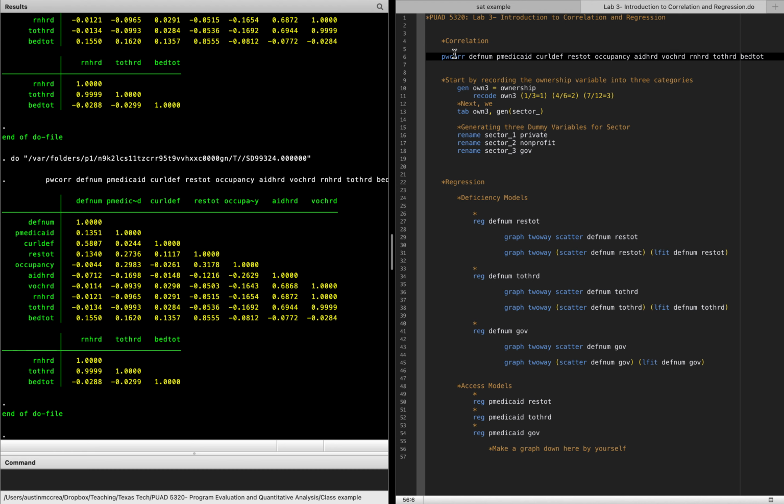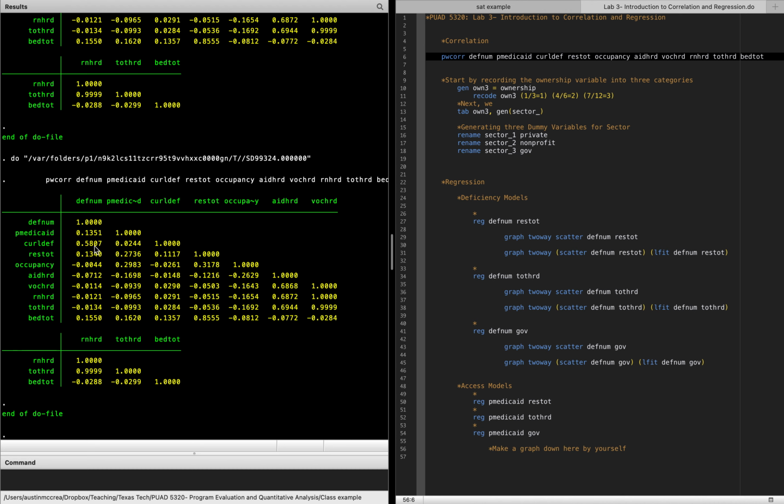Right, so if you run the pwcorr command, you get a correlation matrix of all of the variables over here. Now, what we want to be paying particular attention to are rows 1 and 2 here, because this is deficiencies and the percentage of Medicaid patients. And if we do this, we can just look directly down to see how strong the correlations are between these variables.